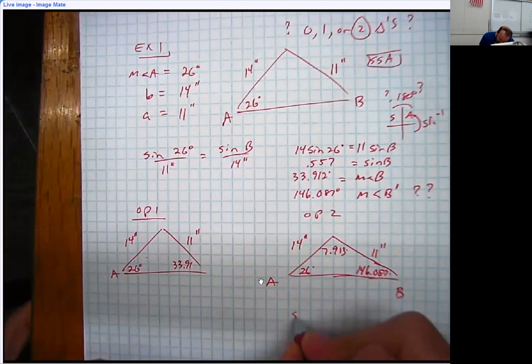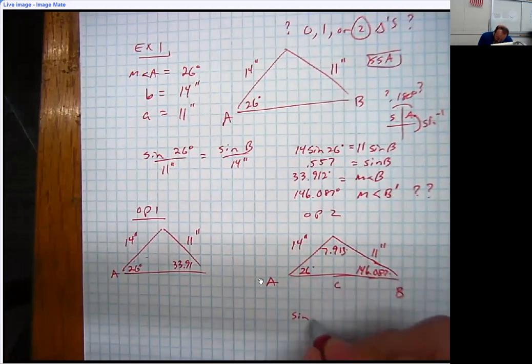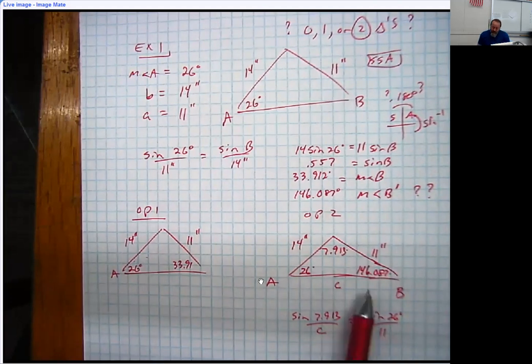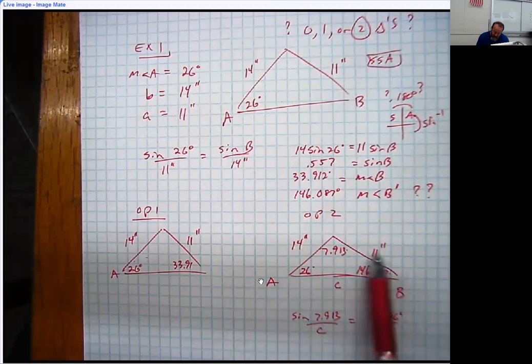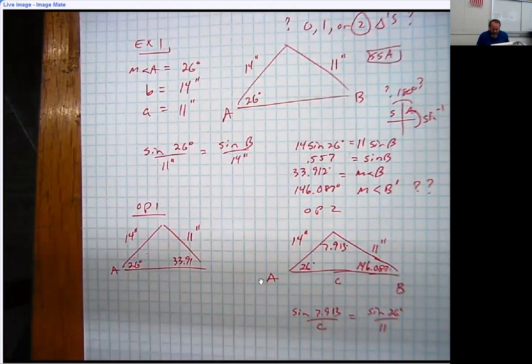Over here, I could say now that the only thing that I don't know is side C down here. So I could say the sine of 7.913 is to C as the sine of 26 is to 11. I could have also said as the sine of 146 is to 14, but I picked this because it was a little easier. I'm not going to take the time to solve that right now because we've already done that. Now let's look at this one over here, option number 1.